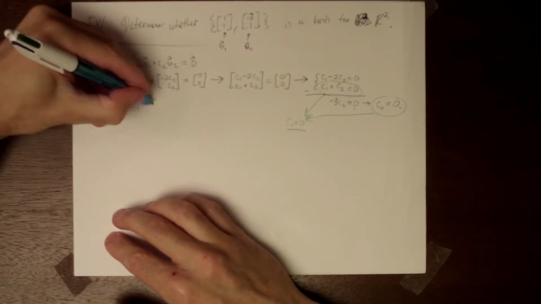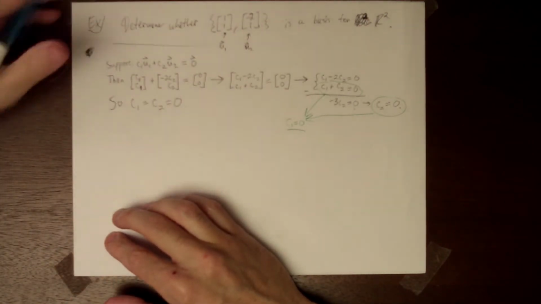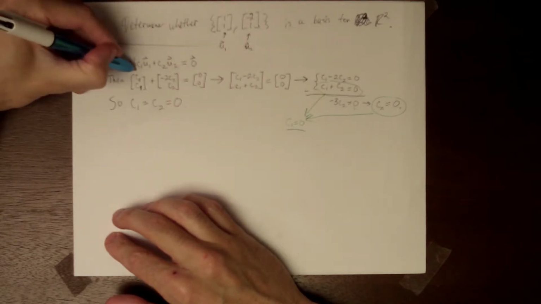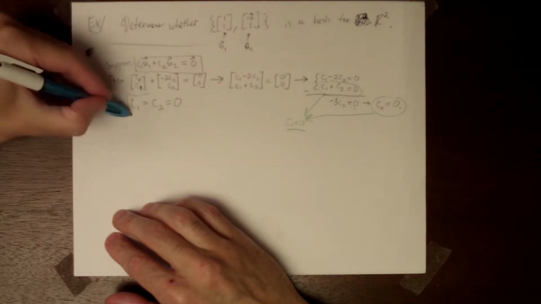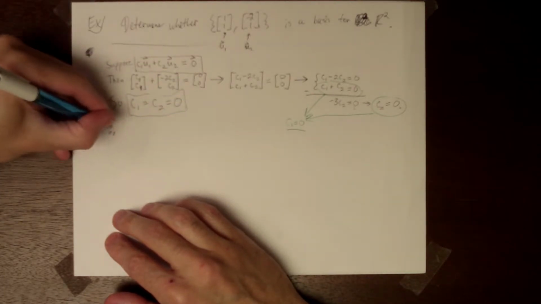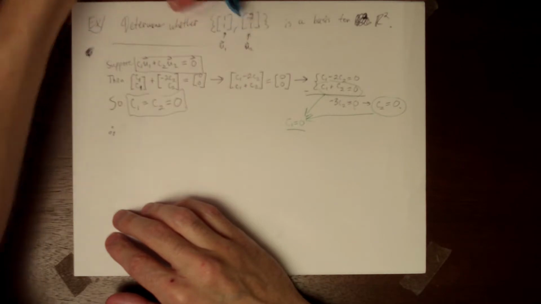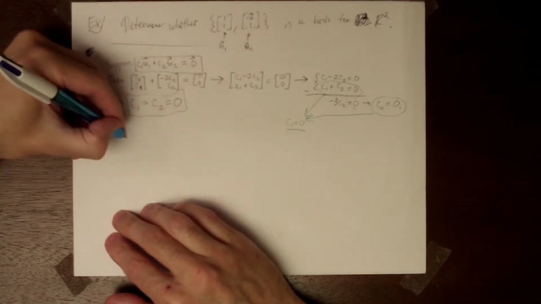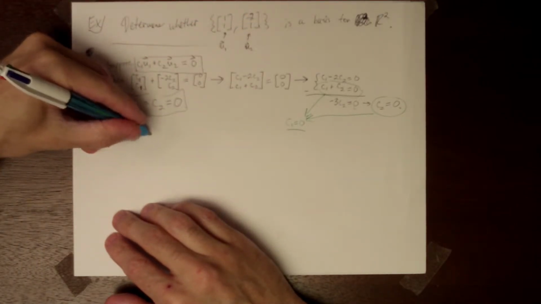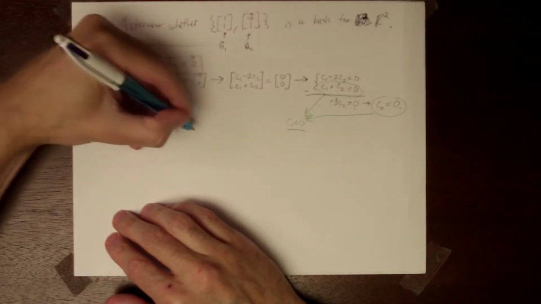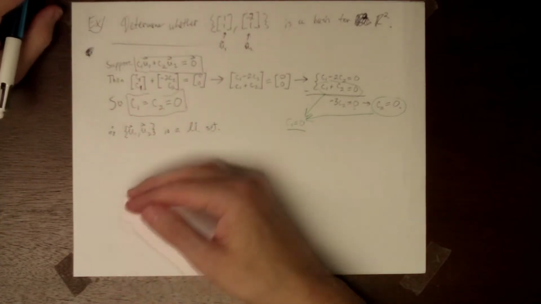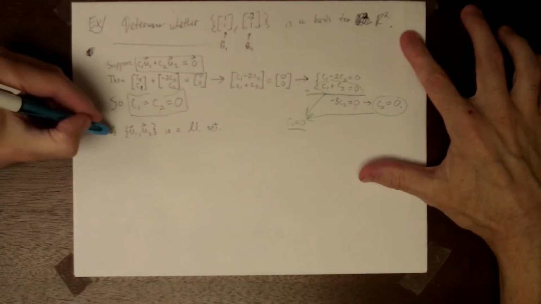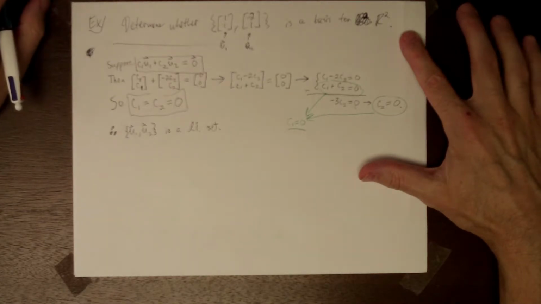So C1 equals C2 equals 0 necessarily obtains from this supposition. When you have that, you must have this. Therefore, these vectors u1 and u2 are linearly independent. We can say u1, u2 is a linearly independent set. Now, do they span R2?